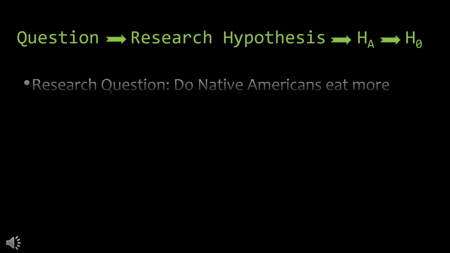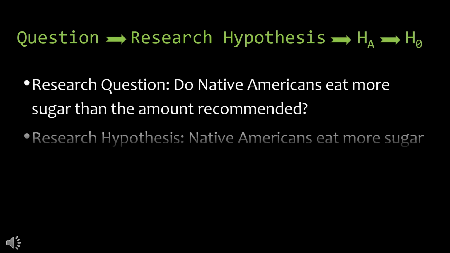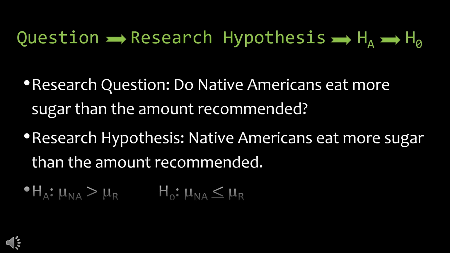So the research question, do Native Americans eat more sugar than the amount recommended, is turned into a research hypothesis, which is just the research question turned into a statement. Native Americans do eat more sugar than the amount recommended. And then we turn that research hypothesis directly into an alternative hypothesis. So mu, the population mean for Native Americans, is greater than the population mean for what is recommended. And the null is everything that the alternative is not. So mu for Native Americans is less than or equal to mu for what is recommended.